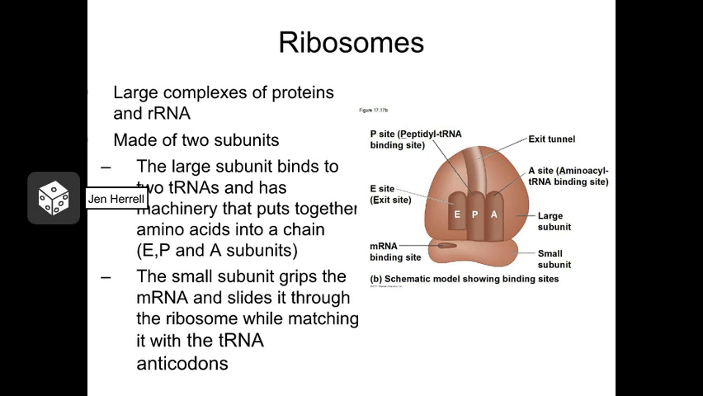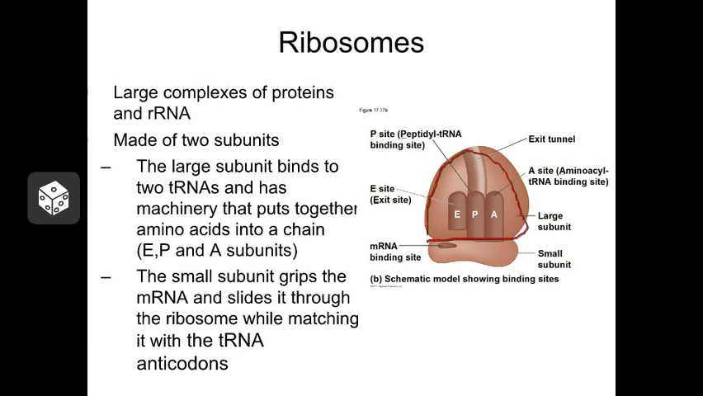Ribosomes are the site of translation, so translation cannot occur without a ribosome being present. Ribosomes may be present in the cytoplasm, just floating around free, or they may be found attached to the rough ER. Ribosomes are complexes of RNA and proteins kind of mashed together into this shape. Let's take a look at its structure.